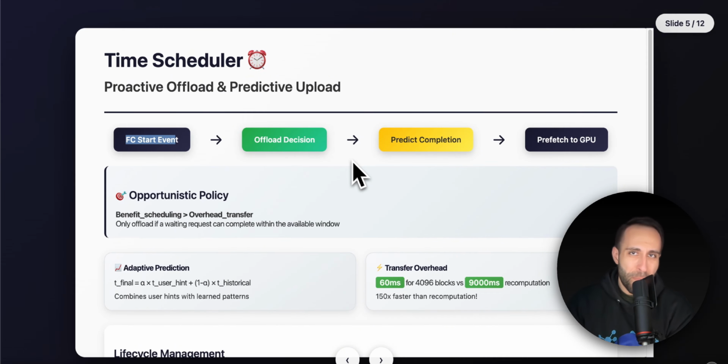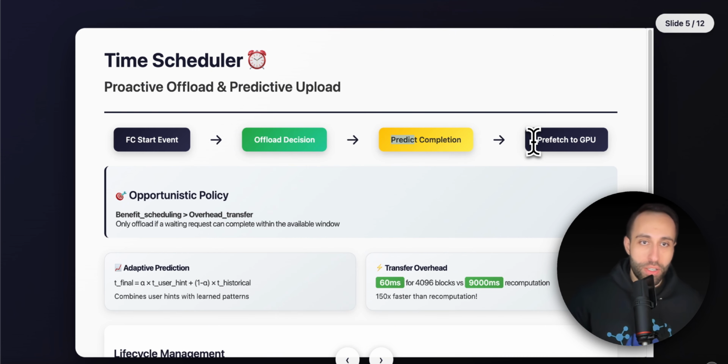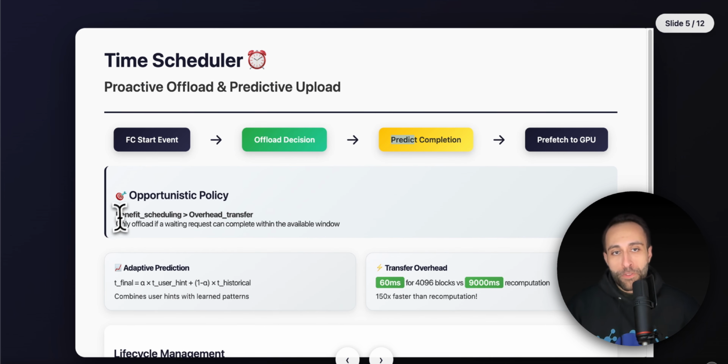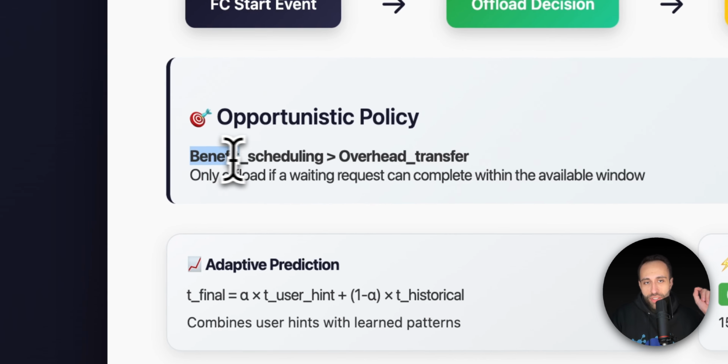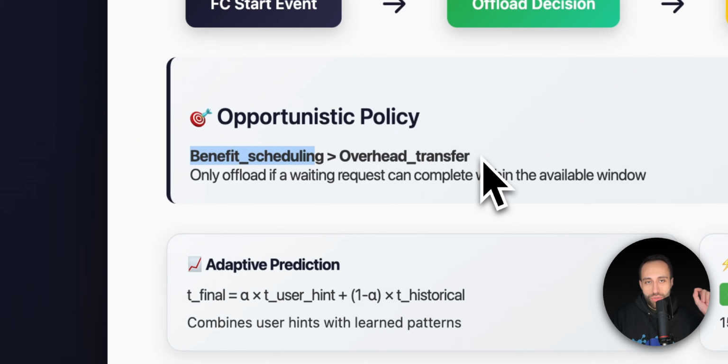So shall I just drop that KV cache out of GPU to CPU? If yes, then I will load it back to the GPU, but I need to define when. Obviously, when that function call is completed. Then it has to predict when your function call is done. So now your agent is ready for the next step, and we need to load that KV cache from CPU back to the GPU memory. So how did they do it? First, they calculate one thing. I need to understand if the benefit of scheduling is more than the transfer cost.